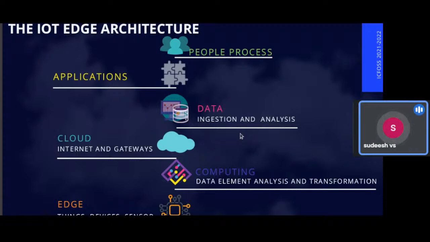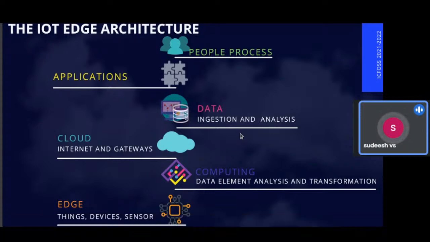Then the data ingestion and analysis is the part where we store the data. All your sensor data is going to be stored there. Then the application: using this data, you can analyze and predict the correct information and use it in an application. The people and process are the users that can use these applications.